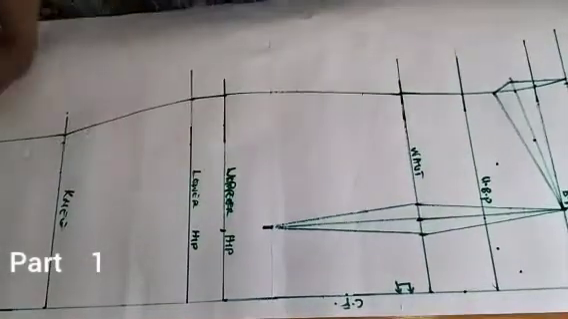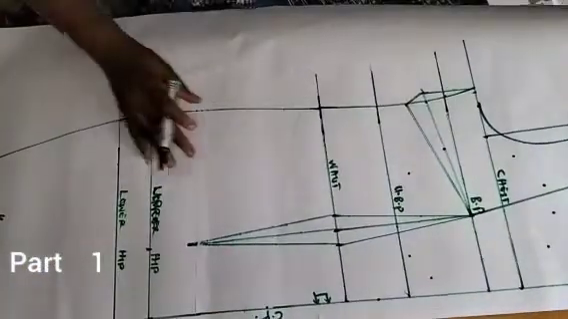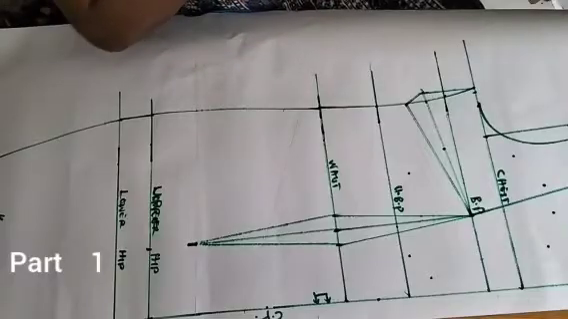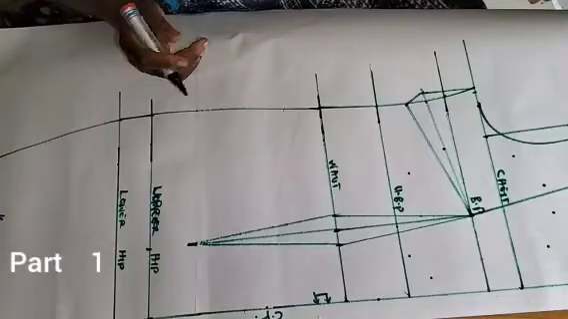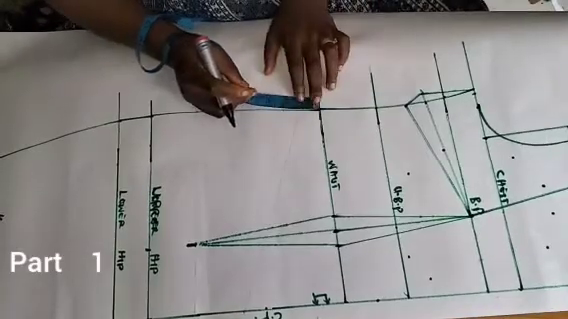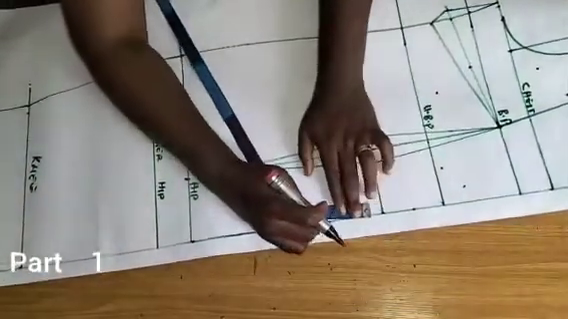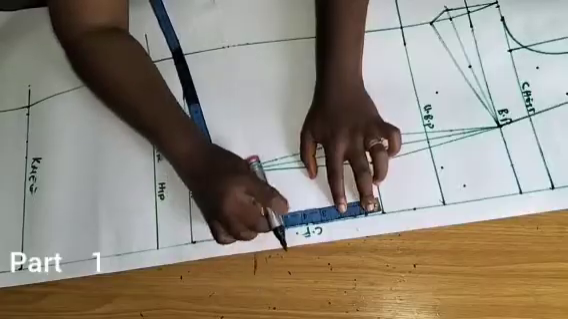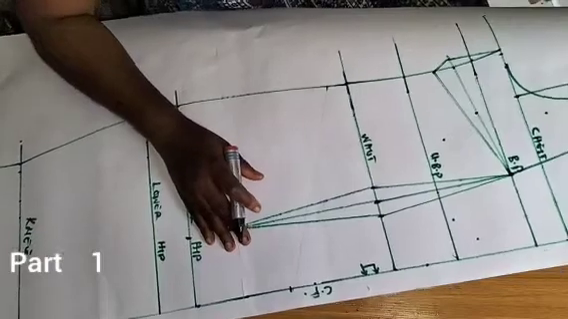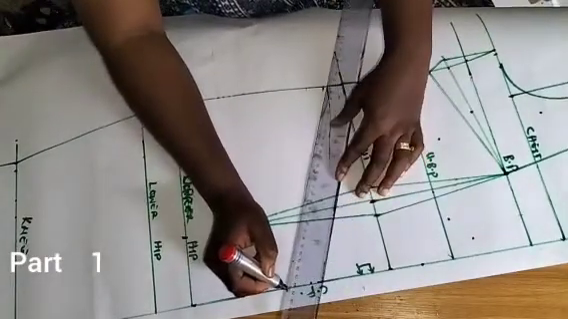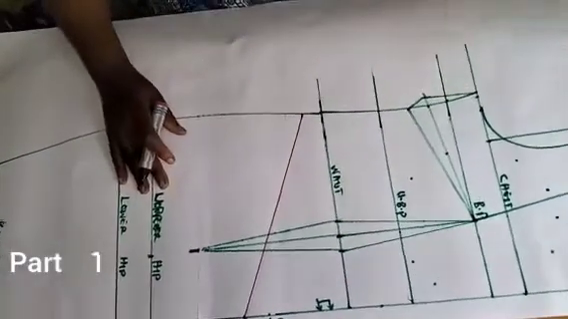So here is my full pattern, as you can see right here. The next thing we want to do is to create the Basque effect on this gown. I'm going to create it by coming down from the waistline by 1 inch. If I come down from the waistline by 1 inch, I'll come down on the center front line by 5 inches. That is what I'm going to use to create this Basque. Then with my straight ruler, I'll just connect it to that 1 inch. I've created the Basque, as you can see.